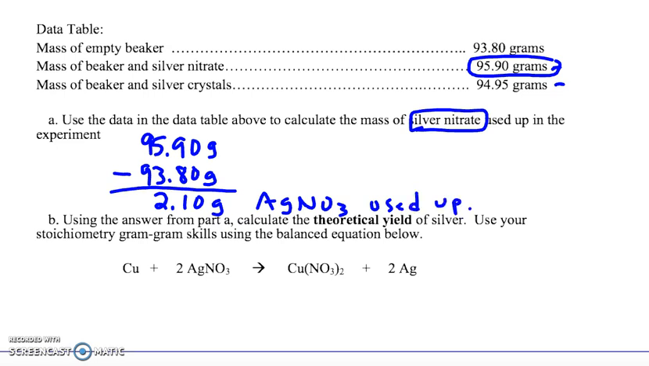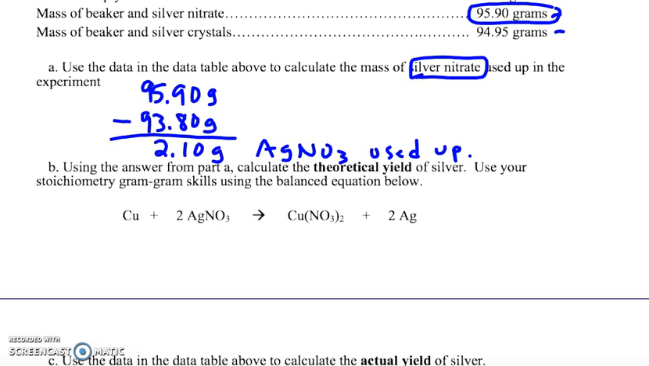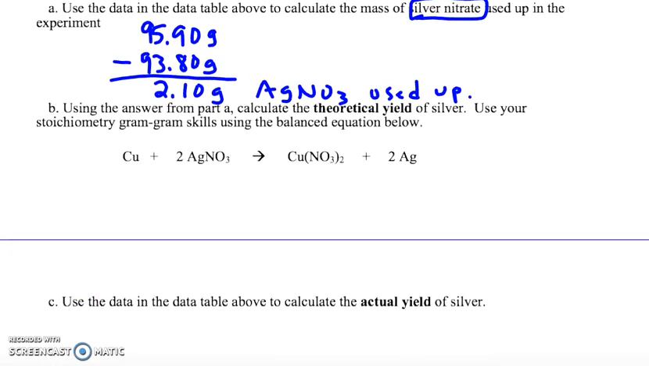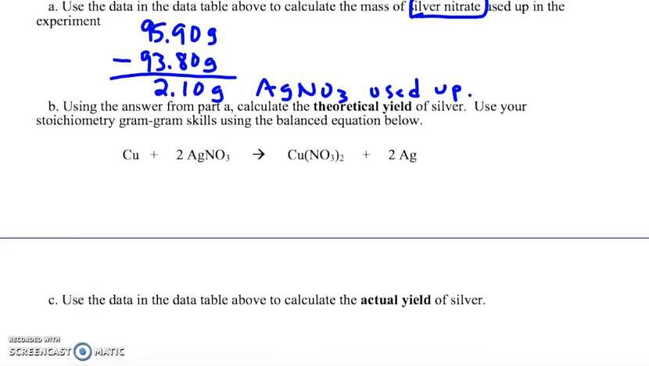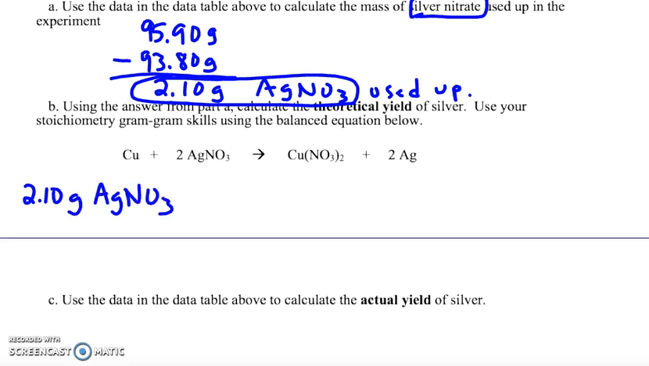All right, now it says using the answer from part A, calculate the theoretical yield of silver. Remember, theoretical yield can be calculated using a three-step stoichiometry problem. And you always start with the limiting reactant data, which we're told is what this number here is. It was all used up, so we consider it the limiting reactant. So we're starting with 2.10 grams of AgNO3. Now what are we trying to find? We're trying to calculate the theoretical yield of silver.